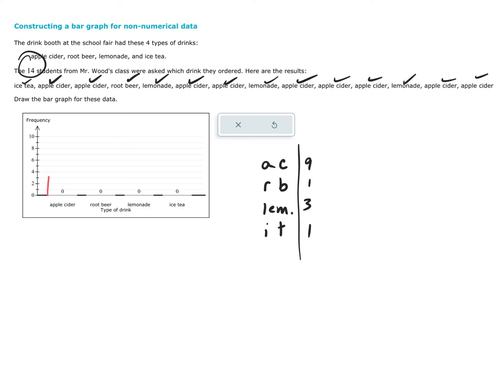So apple cider will be 9. You're going to have to go in between 8 and 10. And root beer is just 1. And lemonade is 3. 1, 2, 3. And iced tea is just 1 again. And I want to make sure that I give this graph a title. So this would be drinks at school fair.